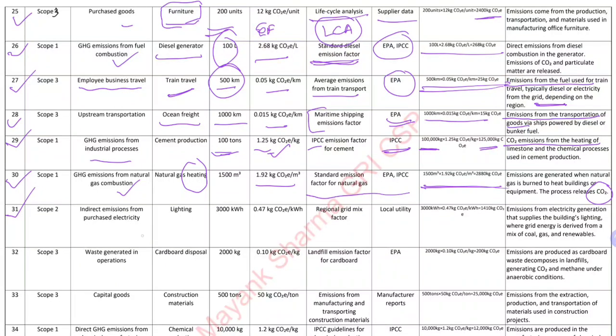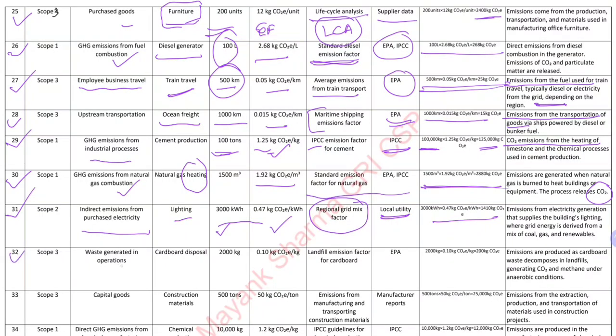Scope 2, next, again an example like using electricity for lighting purposes. This is similar to the example we discussed earlier, indirect emissions from purchased electricity. So we have the amount of electricity consumed and the emission factors, which are from the regional grid mix factors, basically from the local utility providers. This is the calculation done. These are emissions from electricity generation that supplies the building's lighting, where the grid energy is derived from a mix of coal, gas or renewables also.